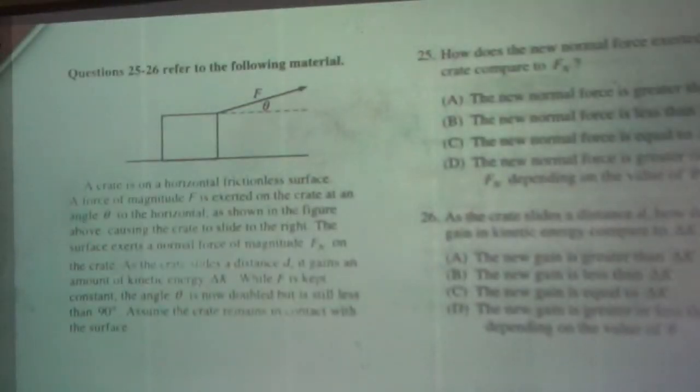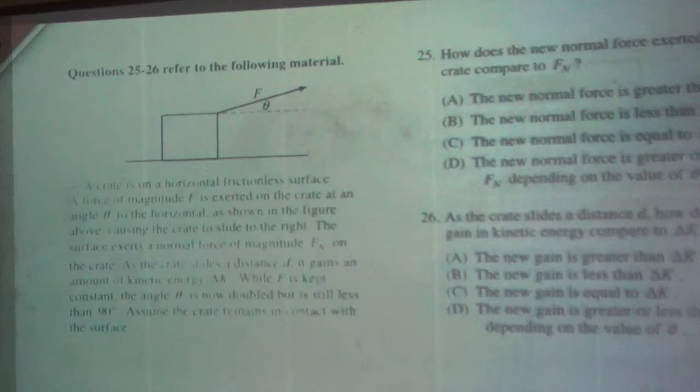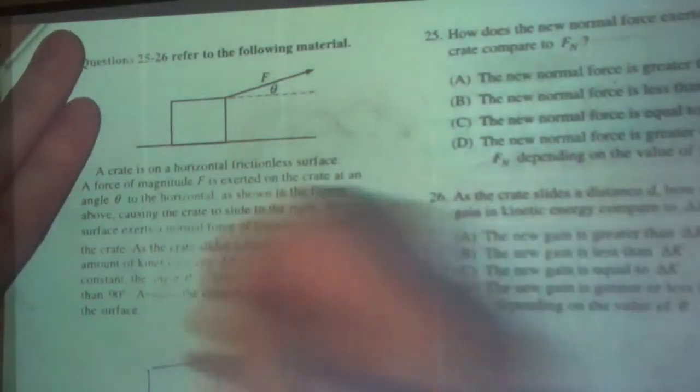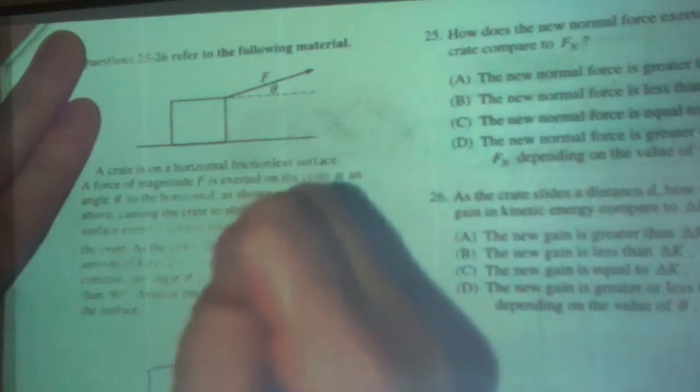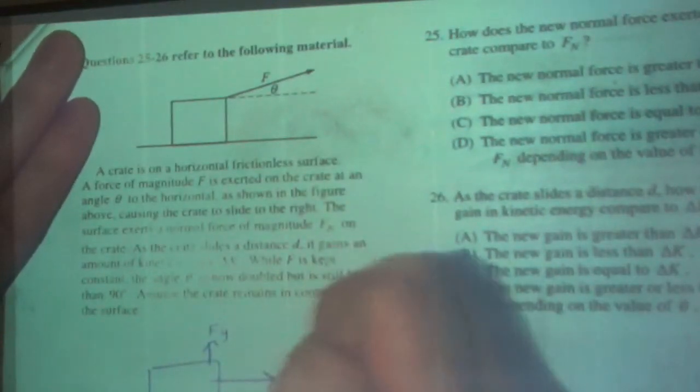All right, we've got a crate on a horizontal frictionless surface. A force of magnitude F is exerted at an angle theta, causing it to slide to the right. The surface exerts a normal force Fn on the crate. As the crate slides a distance d, it gains an amount of kinetic energy delta K. While F is kept constant, now the angle is doubled, but still less than 90 degrees, assuming it remains in contact with the surface. So I'm going to draw a free body diagram real quick. I've got Fy and Fx, and because the angle is so small, I drew Fx more than Fy, and then of course the normal force and the force of gravity.